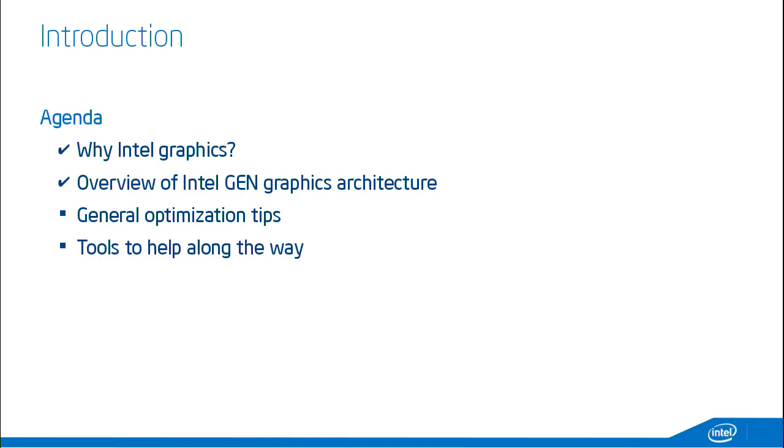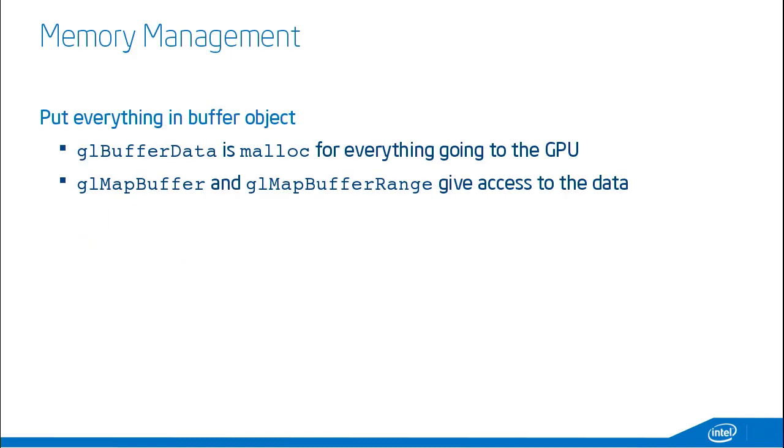All right, so now we've gone through a bunch of the background stuff. Let's talk about some of the details, how this affects you, and how to optimize for this kind of architecture. The first thing is to make sure that all of the data you want the GPU to use is in a buffer object. Think of buffer data as your malloc for everything that's going to the GPU. And you can use map buffer, and preferably map buffer range, to get direct CPU access to that data.